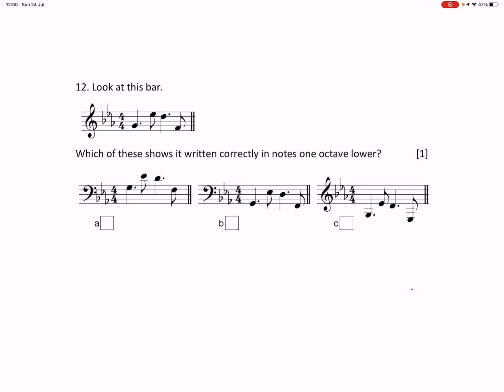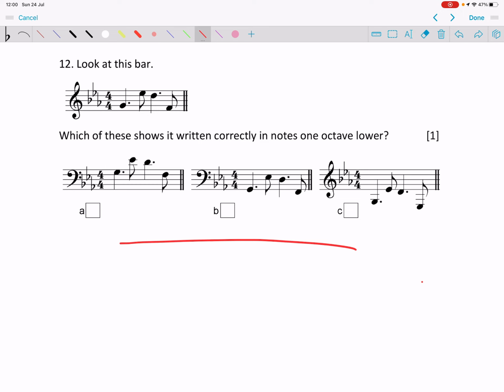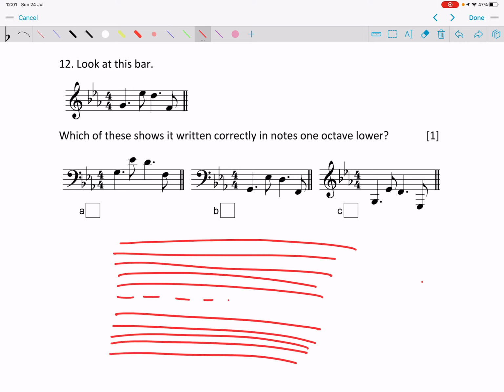This is grade 3, question 12. So questions 10, 11 and 12 are going to need the grand stave. You're going to need a new one every time. So let's do our 5 lines and our 5 lines and our dotted line through the middle, treble and bass, and then that is our C line.